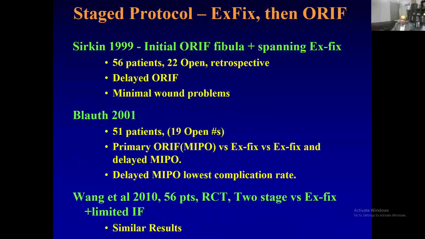Now, the staged protocol has become quite popular in the last couple of decades, and there is this study with 56 patients. Initially, they fixed the fibula in all cases, then spanning external fixation followed by delayed ORIF. They reported minimal wound complications. Similarly, another study of 51 patients compared primary ORIF, XFix, and XFix with delayed MIPO, three groups. Again, the delayed MIPO, the staged procedure, gave the lowest complication rate.